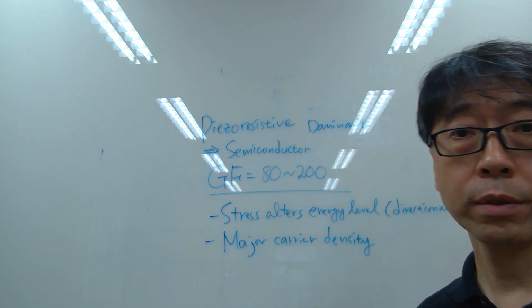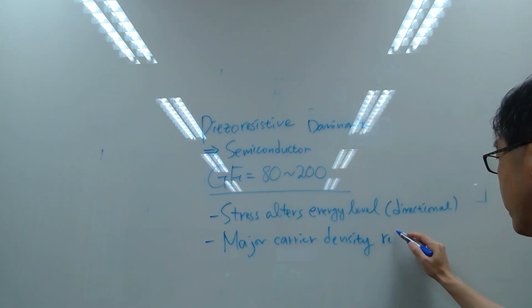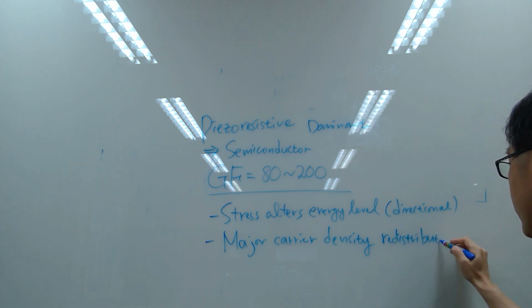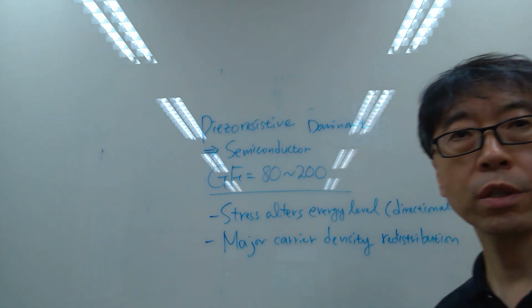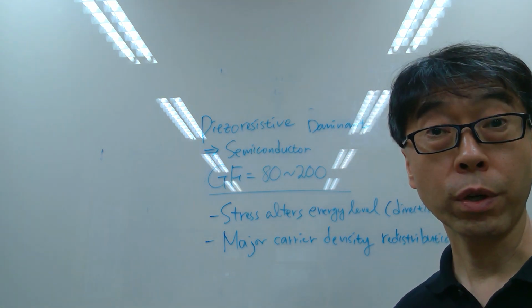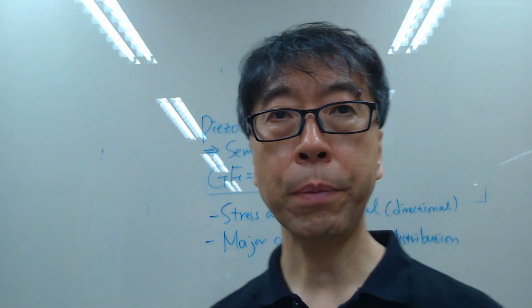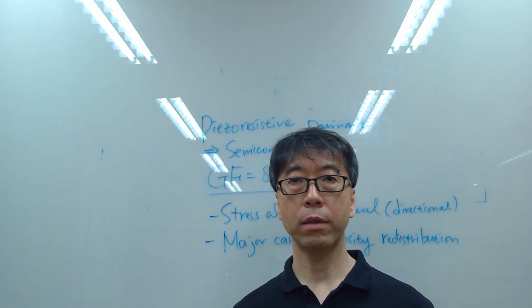So with this, because stress alters energy level, the major carrier density will change. How does it change? It will be redistributed. Redistribution in this case, right? So redistribution of the major carrier will occur. What are the major carriers? Well, if you have a p-type material, for example, how can you create the p-type material?